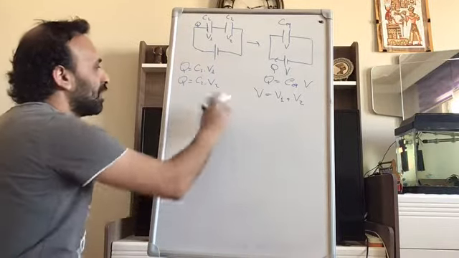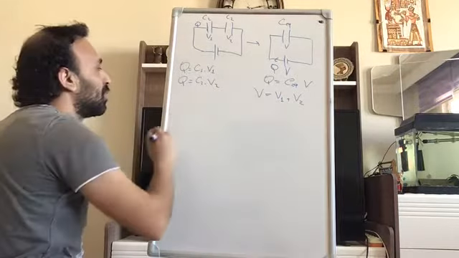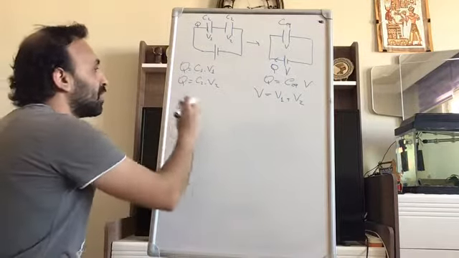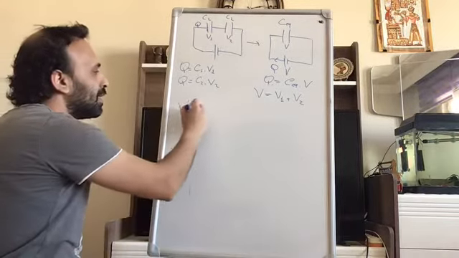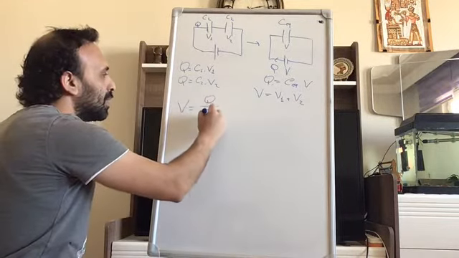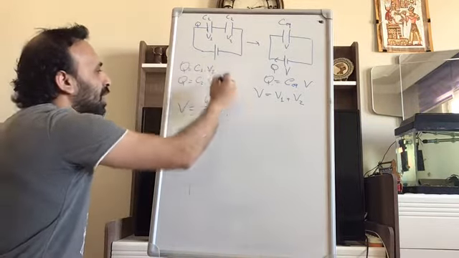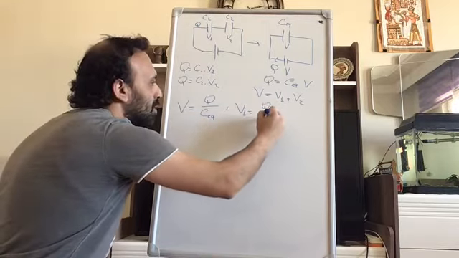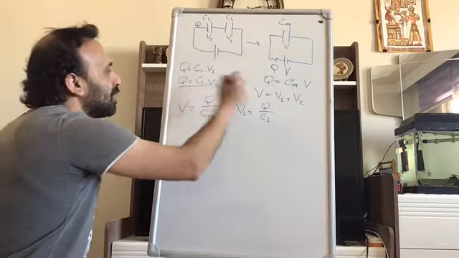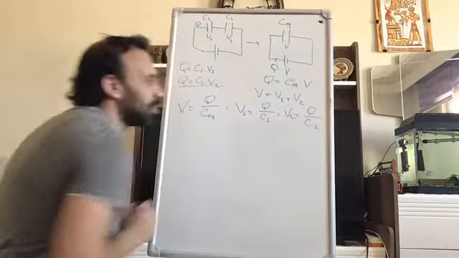So let's write here. I'm going to rewrite all these equations, but for the electric potential. By using this equation, I can write V is equal to Q over C equivalent. All right. By using this equation, I can write V1 will be equal to Q over C1, and from this equation I can write V2 will be equal to Q over C2.